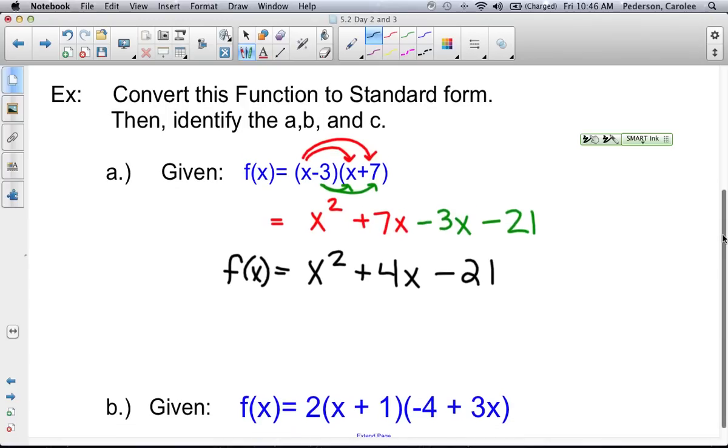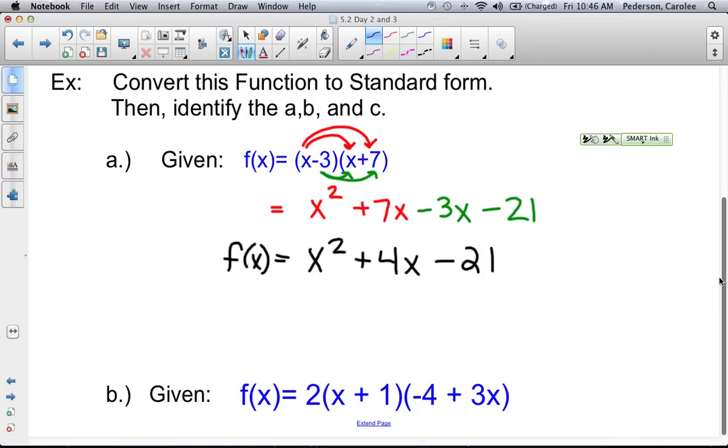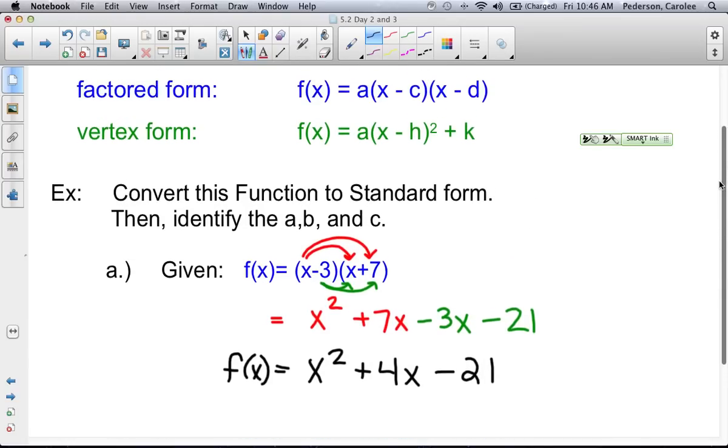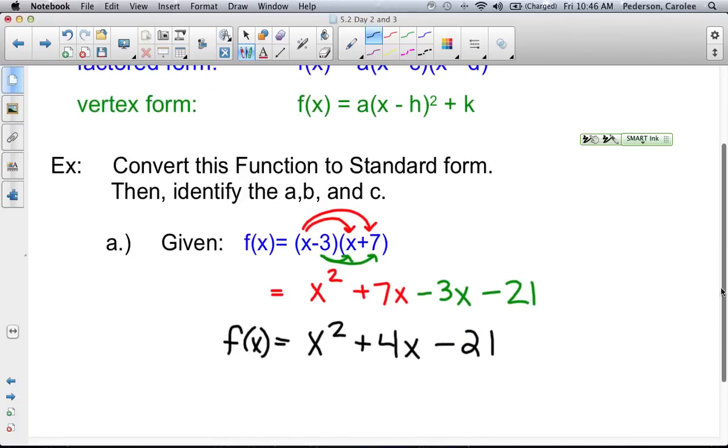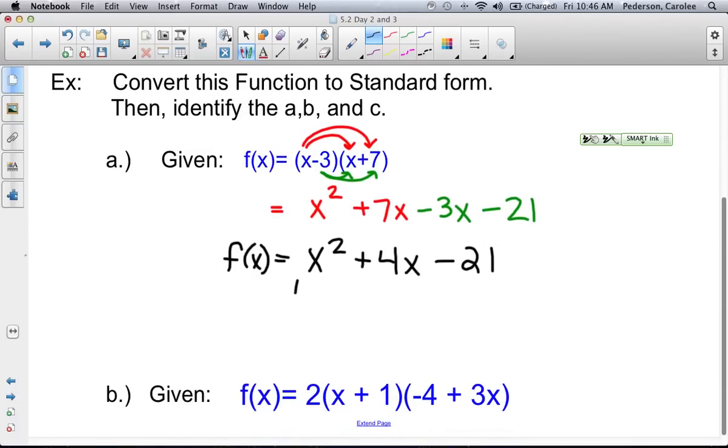It also asks us to identify the a, b, and c. So notice this is standard form. So the a comes in front of the x squared term, the b comes in front of the x term, and then the c is at the end, which is our constant. So here is our a, which that coefficient is 1. There is our b, which that coefficient is 4. And then our constant c is negative 21.